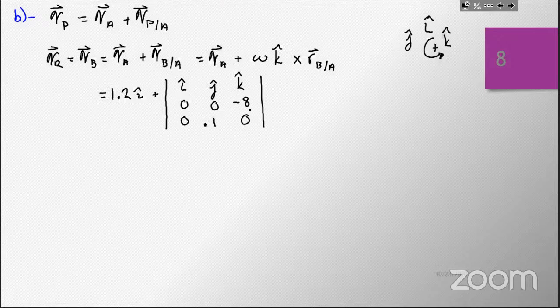I'm going to switch over to the board because this is going to be easier to explain there. I apologize if you're watching this on repeat, you're not going to see it, but all right, so here's my cross product, right? I, J, K. 0, 0 minus 8, 0.1, 0. Okay.